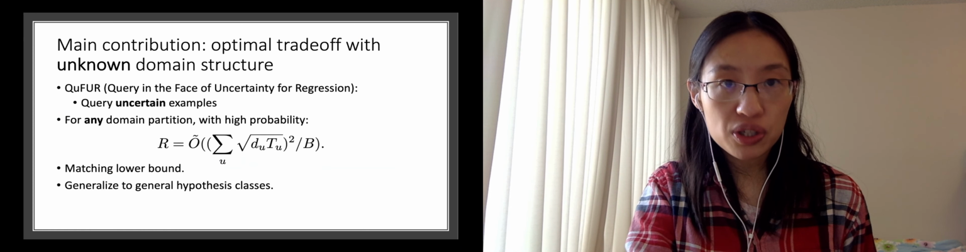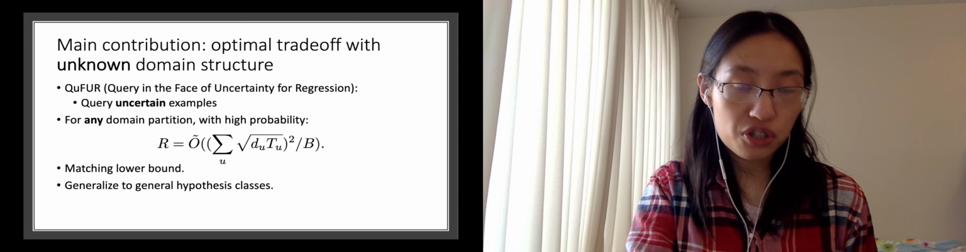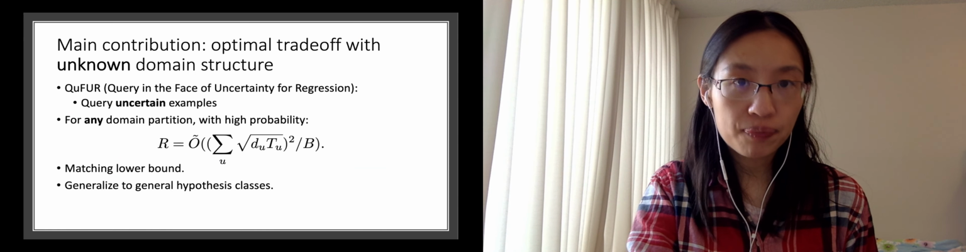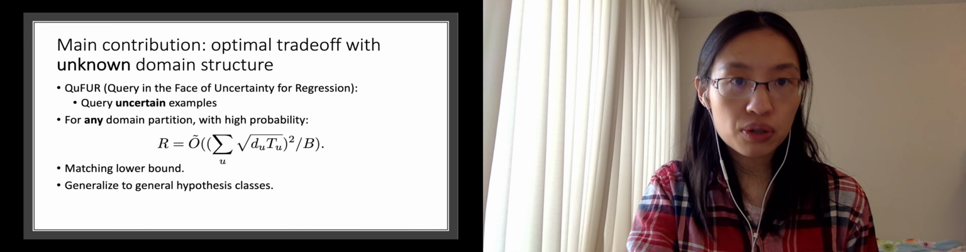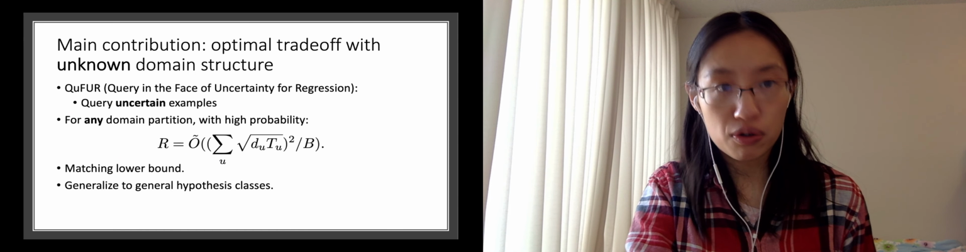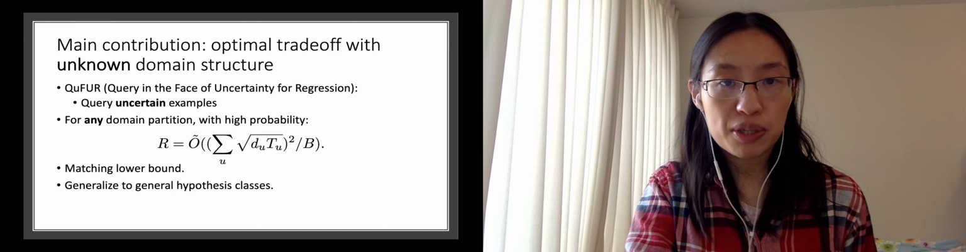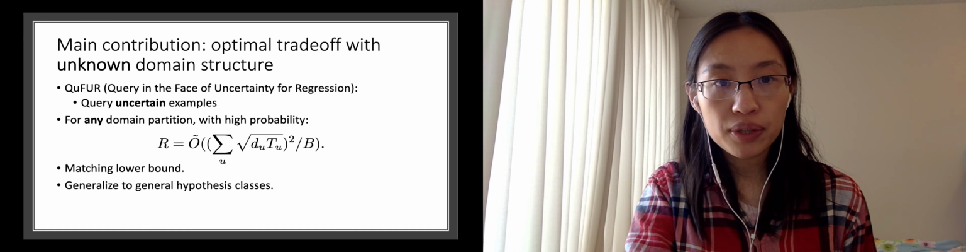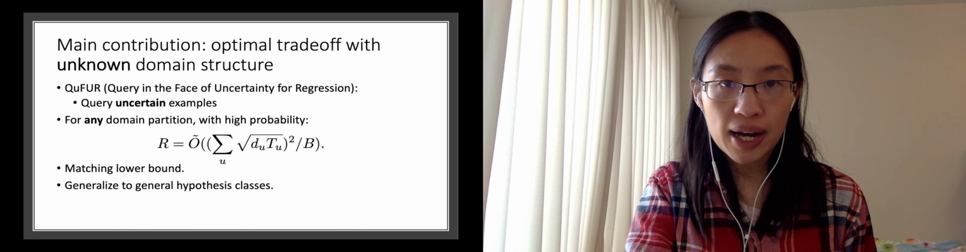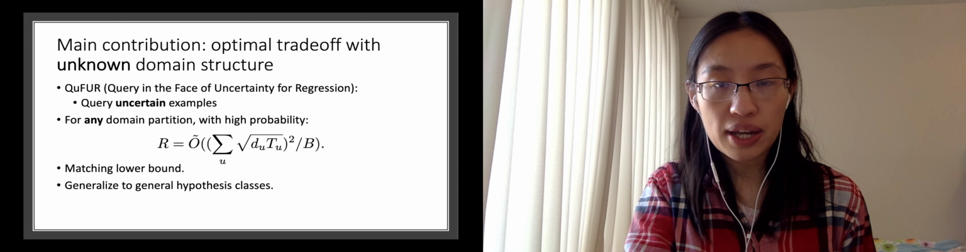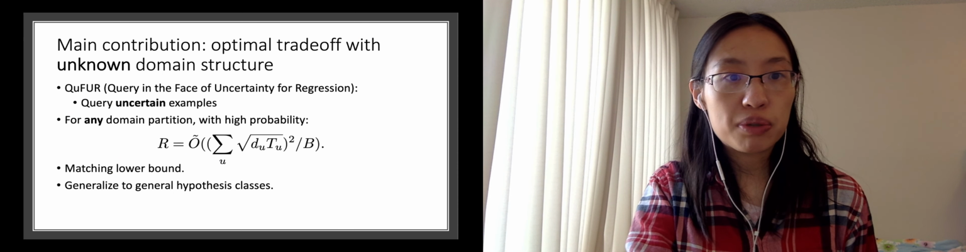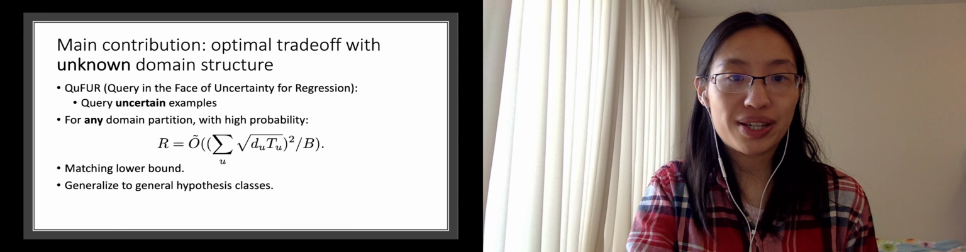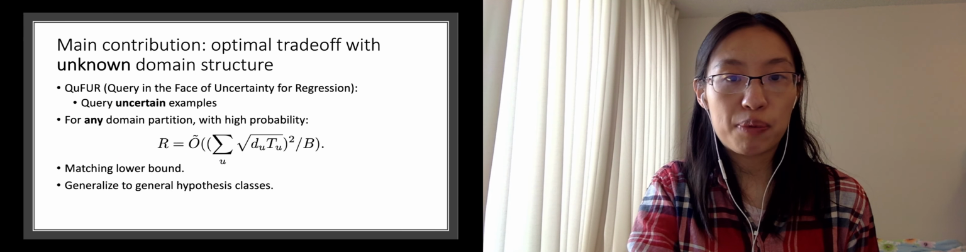Our main contribution is that we provide an optimal trade-off when the learner does not know the domain structure a priori. Our algorithm QFER queries uncertain examples more often. For any domain partition, with high probability, we bound the regret by parameters du, tu, and budget B. We provide a matching lower bound to demonstrate that our bound is tight, and we also generalize to general hypothesis classes.